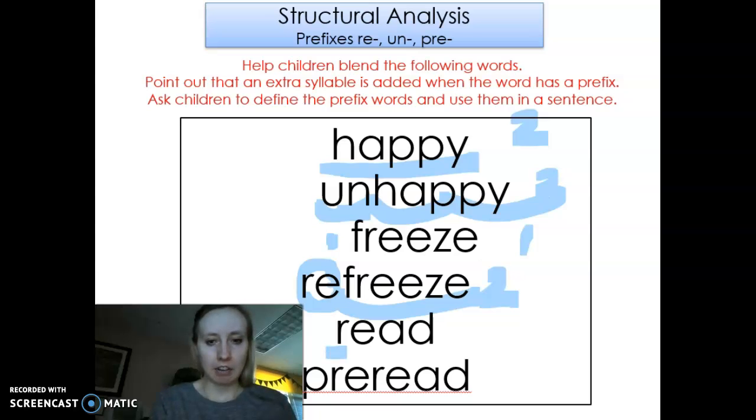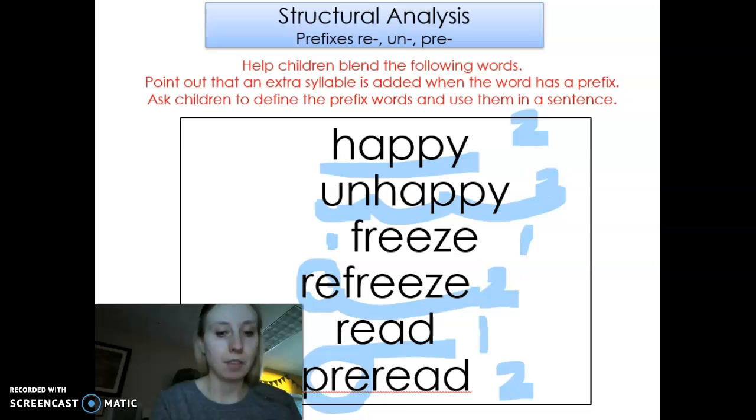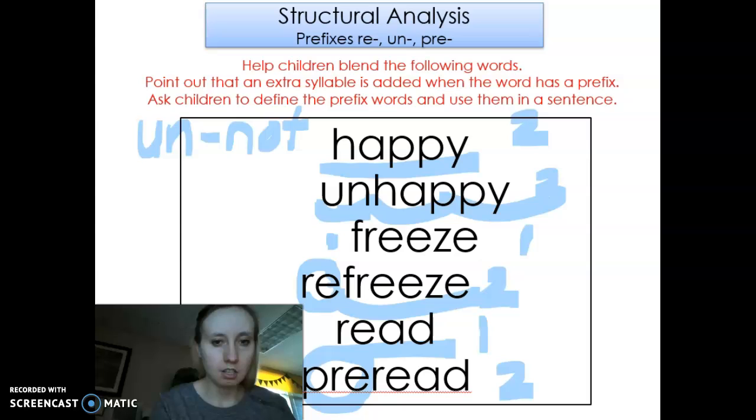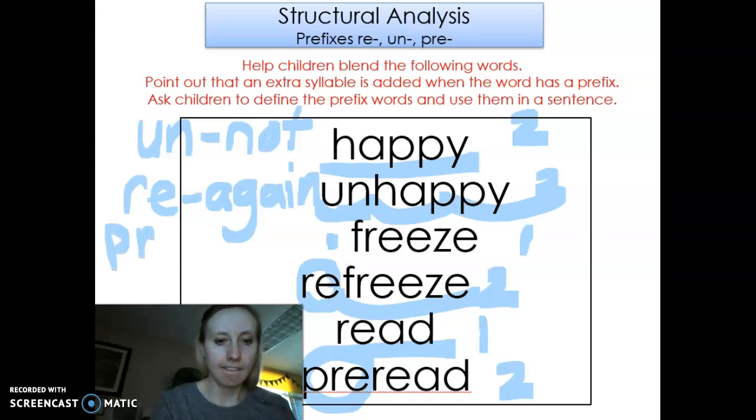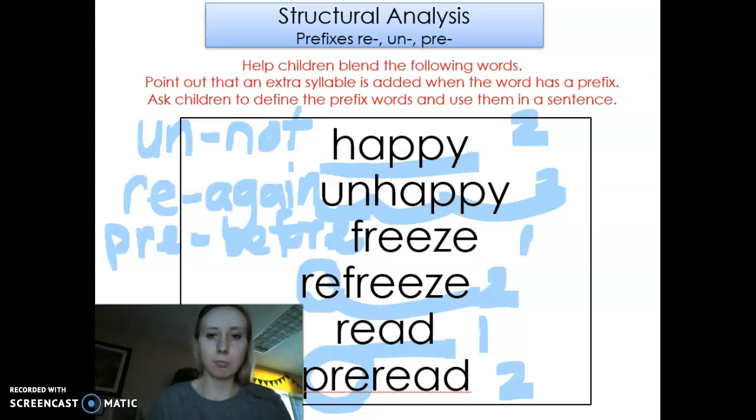Okay. Next I have read. So let's do read. That's 1 syllable. I have pre, the prefix pre, which means before. Pre-read would be 2 syllables. So when we add our prefix, it adds a syllable. And once again, please remember un means not. Re means again. And pre means before. Okay, so we'll keep working on those prefixes.